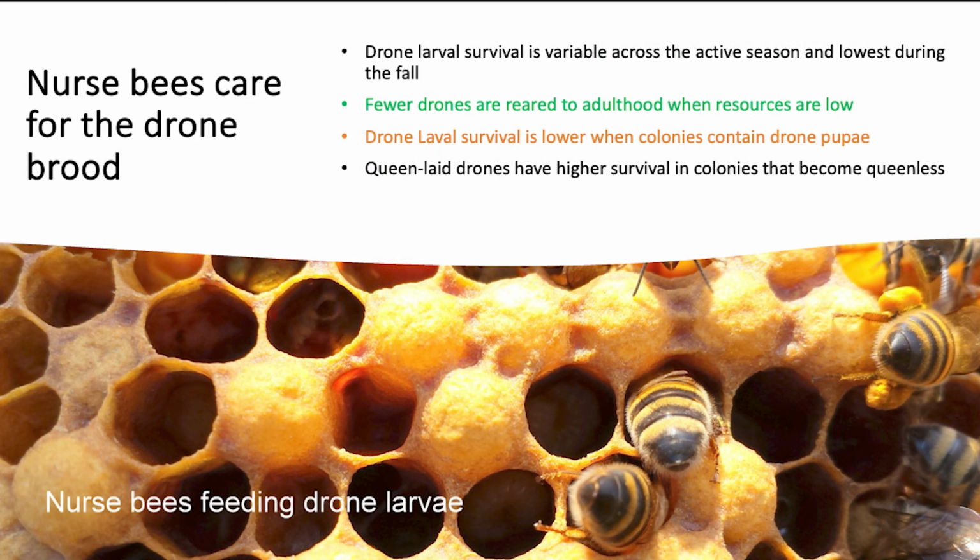Now, another thing that determines whether drones survive or not is, again, resource inflow. If they don't have the resources they need to raise drones, they will not raise drones. And if resources get low, they will abort the drones first. So resources are very important. And there is also a feedback loop, just like we've seen in other steps. The presence of drone pupa affects whether they will raise drone larvae to adulthood.